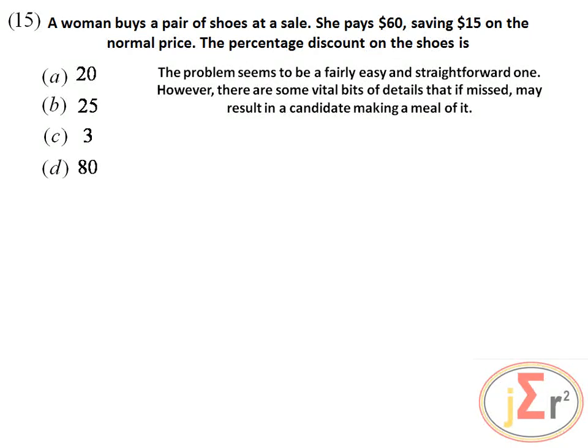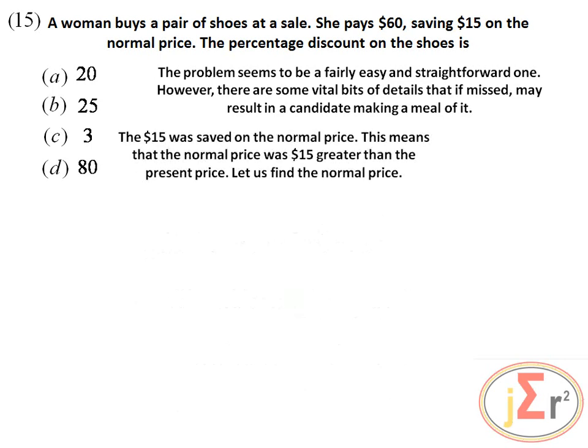However, there are some vital bits of details that, if missed, may result in a candidate making a meal of it. The $15 was saved on the normal price. This means that the normal price was $15 greater than the present price. Let us find the normal price. She paid this, saving this. That means the normal price was greater because she's saving now, and she's saving 15. So that is it. 60 plus 15, $75.